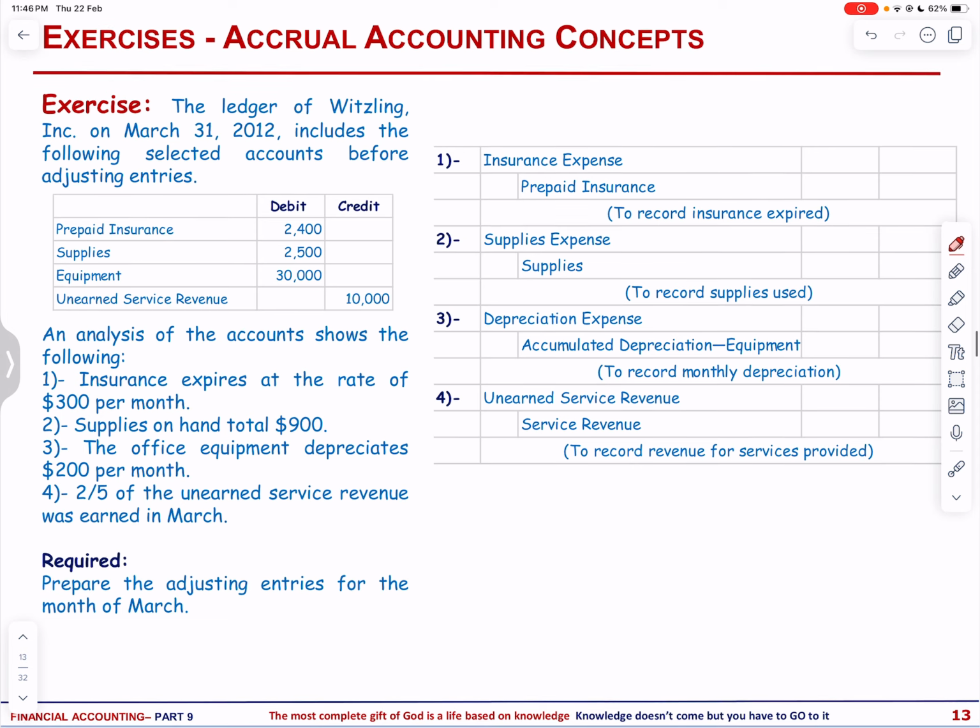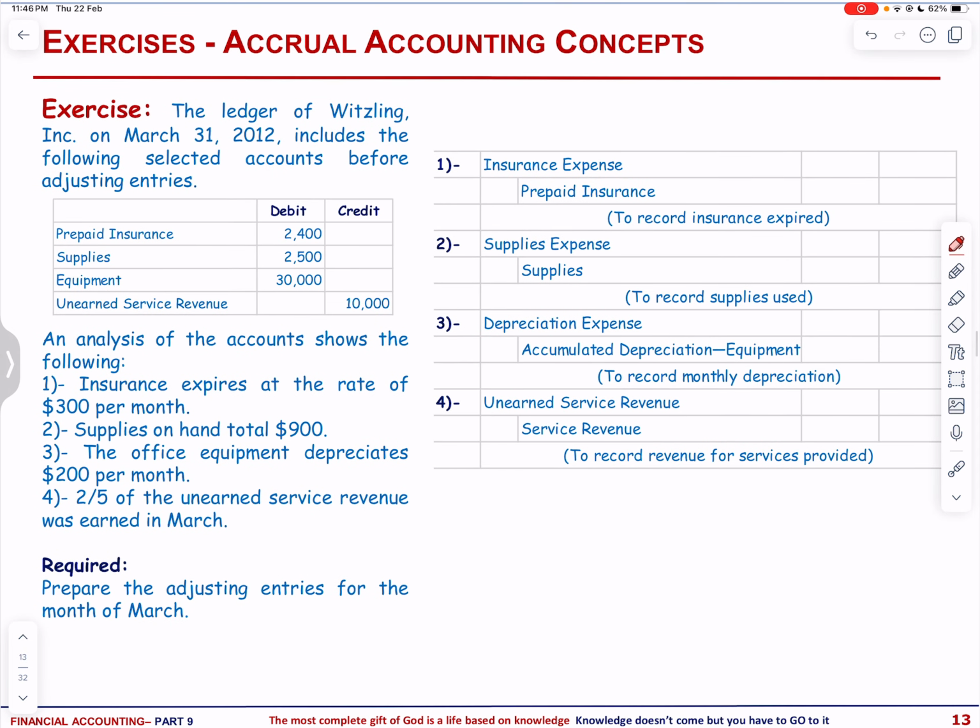Let us move on to the next exercise. The ledger of Witzling on March includes the following data. The analysis of the account shows the following. Insurance expires at the rate of 300 per month. So we have to prepare these adjusting entries. So insurance expense is debit for number 1, and prepaid insurance is credit by 300.